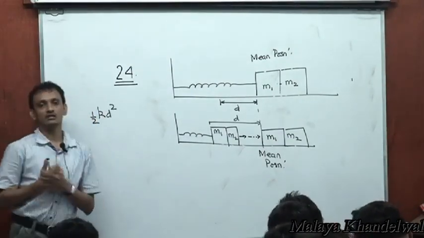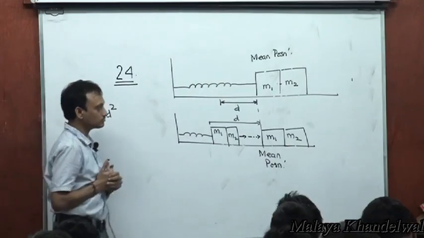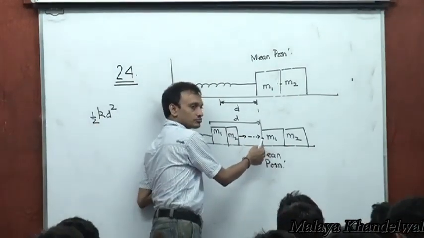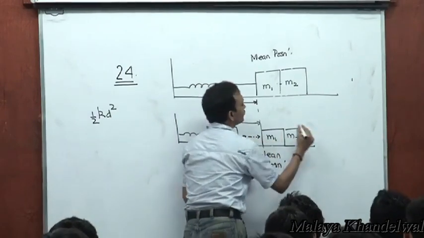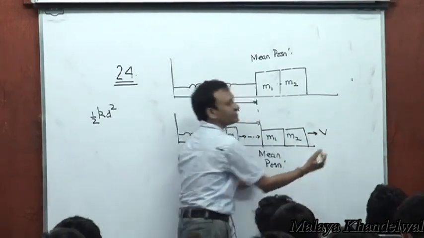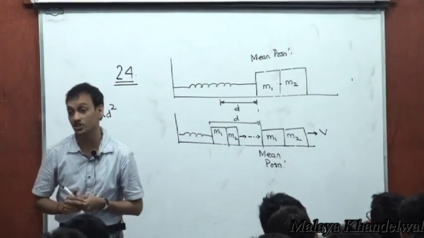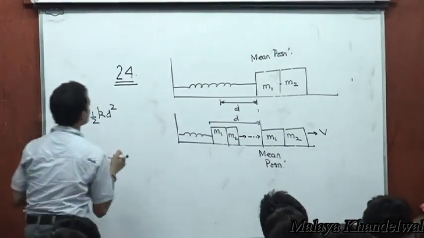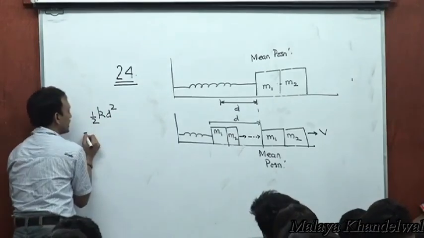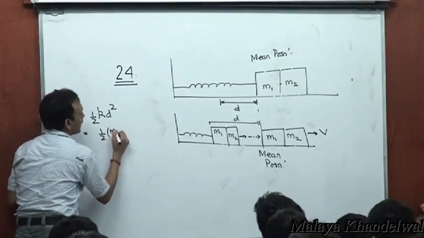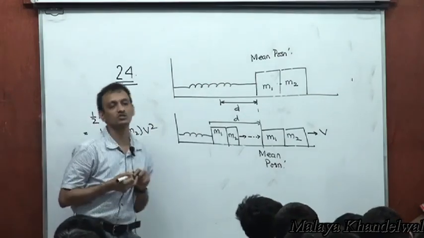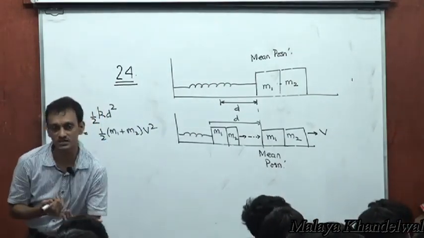the physics changes a little bit. The spring is in its natural state, but the masses m1 and m2 would have developed a certain velocity v rightwards. How would you know what that velocity is? Well, after all, half k d squared must have been half (m1 plus m2) v squared, right? No energy has been lost in the process. Must have happened this way.